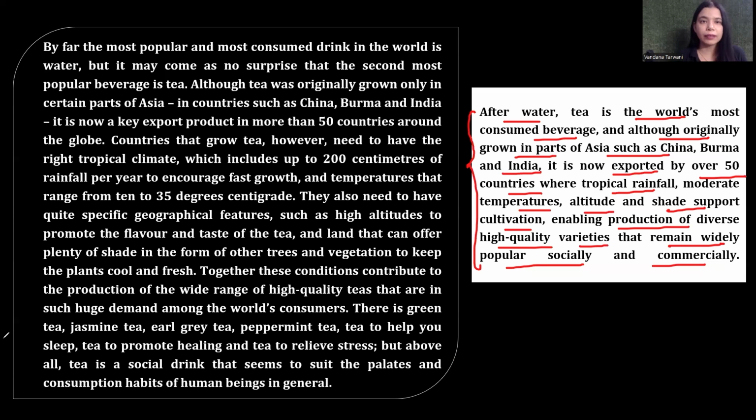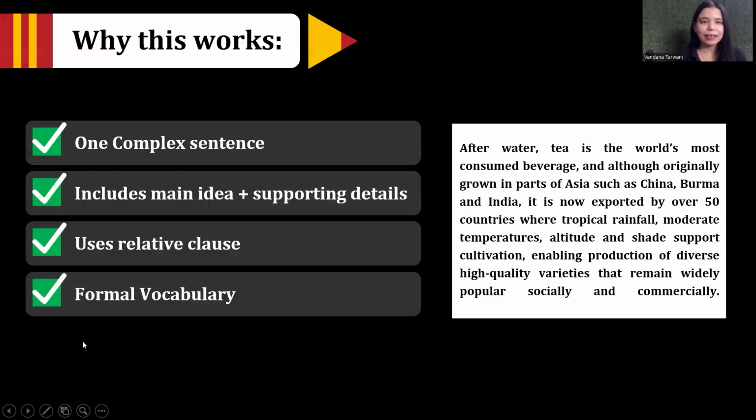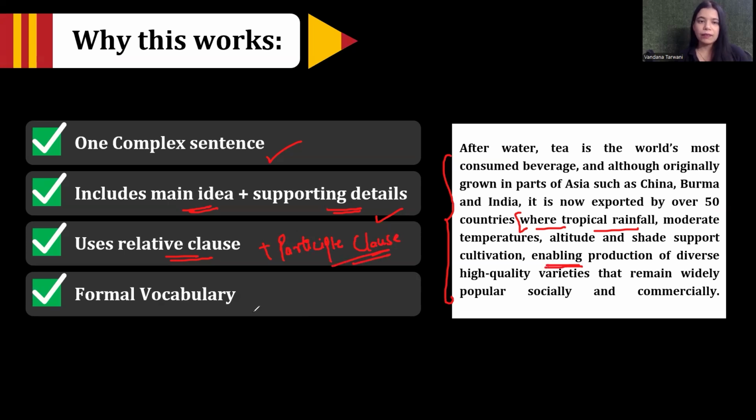Let's understand why this is a high scoring response. And here you go. This is a high scoring response because you have one single complex sentence. This summary includes not only the main idea, but the supporting details as well. We have not only the relative clause beginning from here, we also have a participle clause over here. Where do you think this participle clause is beginning? It's beginning right here. And we have formal vocabulary here. We don't have any informal words. And that is why this is a high scoring response. Moving on.